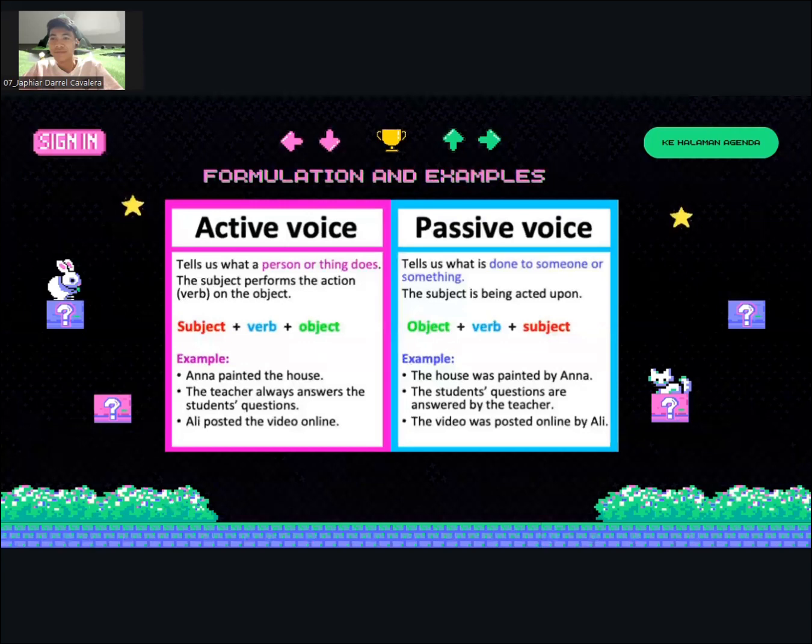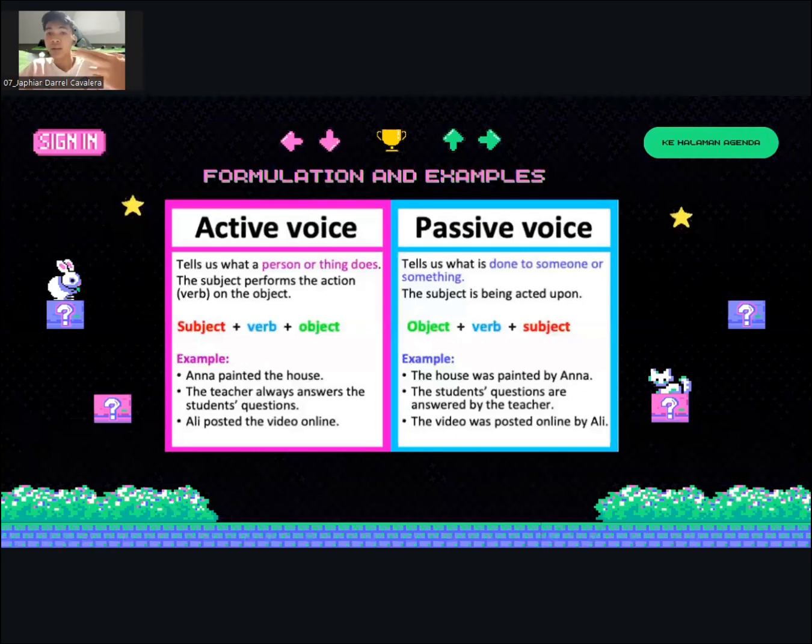And the next is the formulation and examples of the passive voice. We have the active voice, the verb that tells us what a person or thing does. The subject performs the action or verb on the object. With the example: one, the subject, two, verb, and three, the object. The examples are: Anna painted the house. The teacher always answered the students' questions. Ali posts the video online.